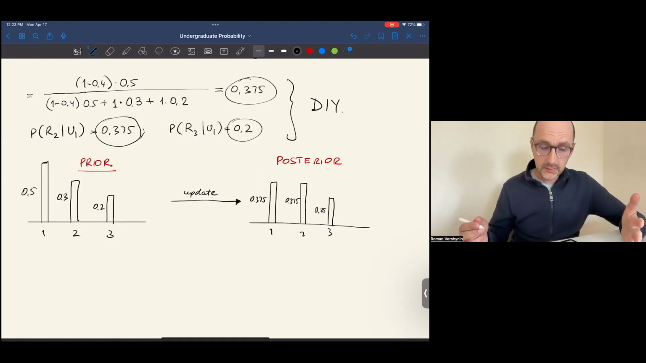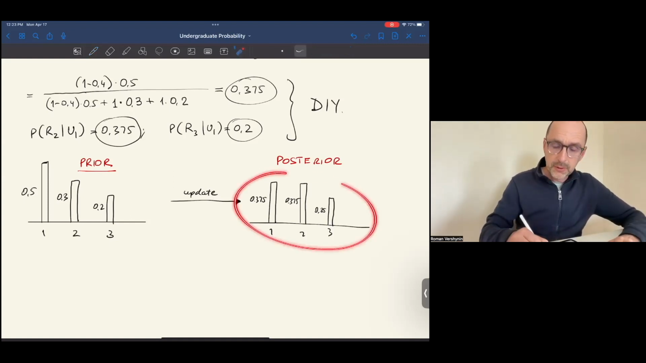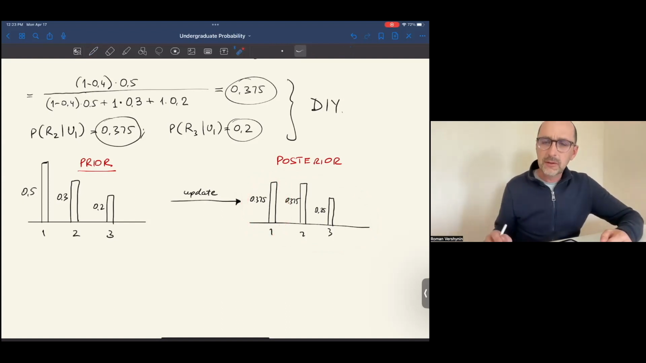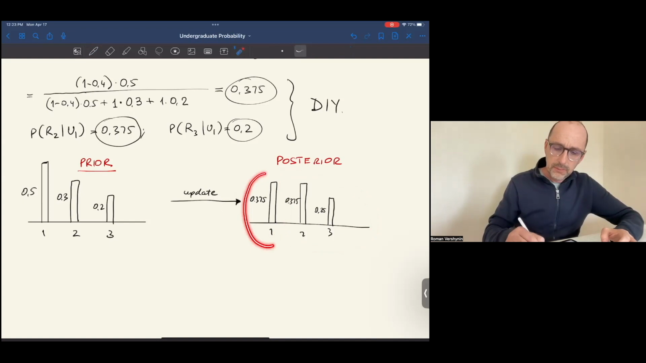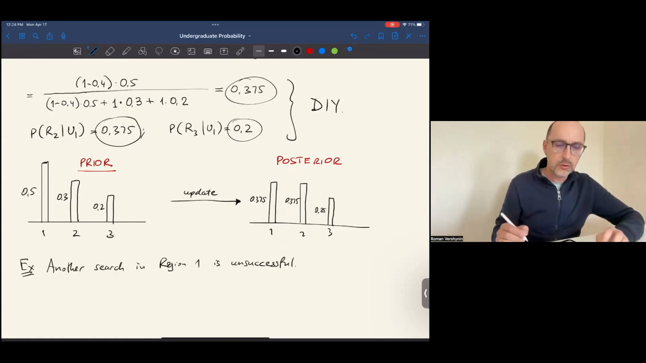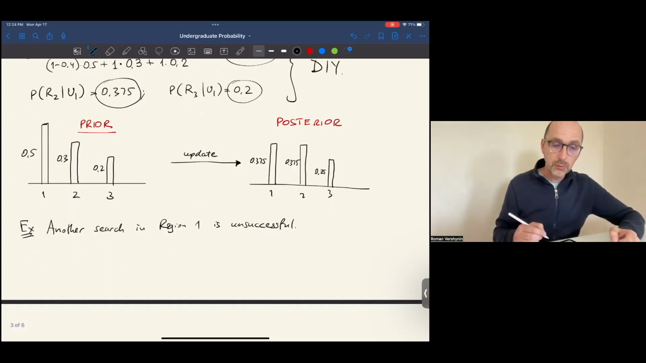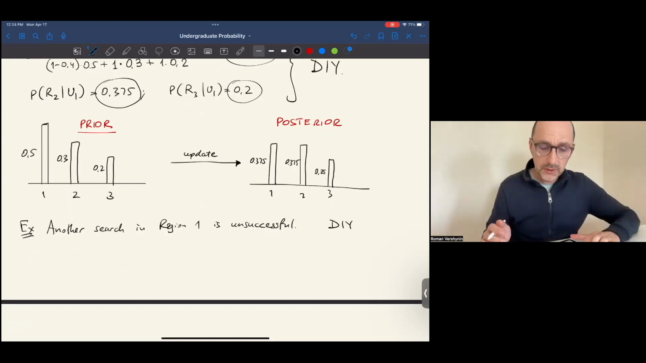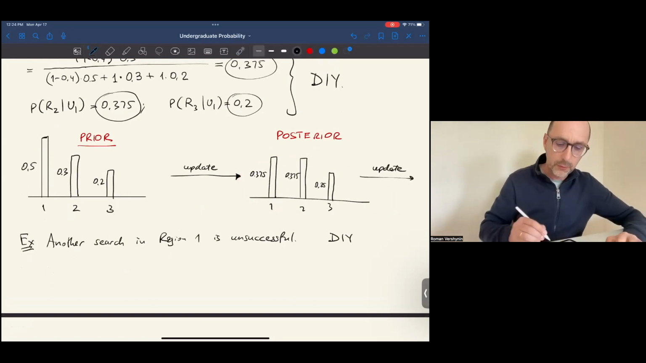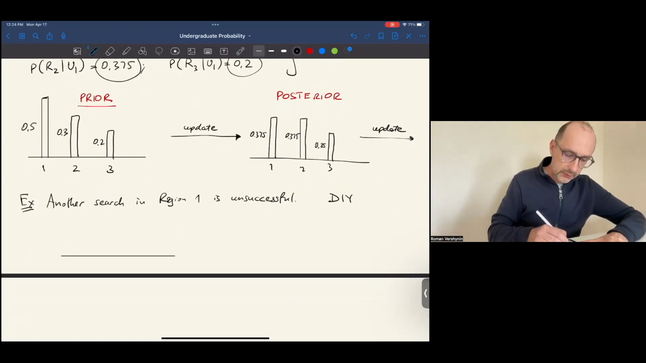Now we can iterate. We can start with these new probabilities and send another team, let's say in region 1. Suppose you're adamant that the person must be missing in region 1 and you send another search there. And suppose, to your dismay, the team has not found the hiker there again. So another search in region 1 was unsuccessful. What are the new probabilities? Compute them. Do it yourself. Just do exactly what we did before, starting with these probabilities as priors. And then we update them again using Bayes' formula.